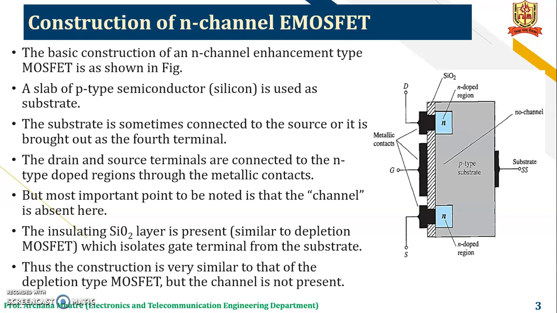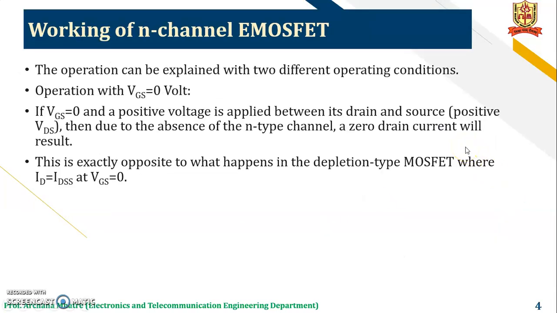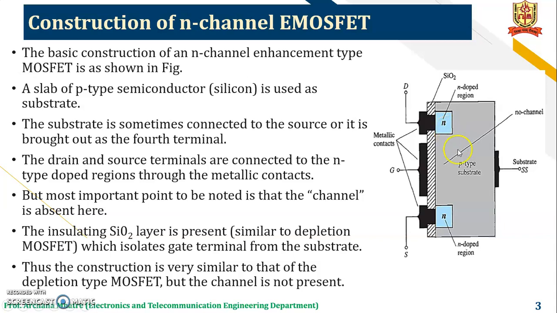So this is the construction diagram of the N-channel E MOSFET. Here you can see the channel type is N-type material and P-type material is the substrate. The basic construction of an N-channel enhancement type MOSFET is shown in figure. A slab of P-type semiconductor, that is silicon, is used as a substrate. The substrate is sometimes connected to the source or it is brought out as a fourth terminal.